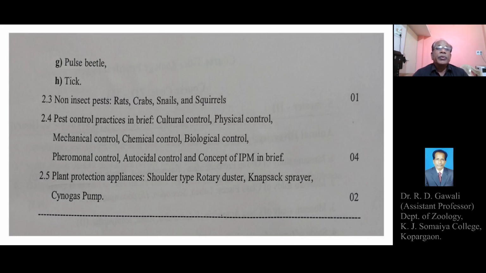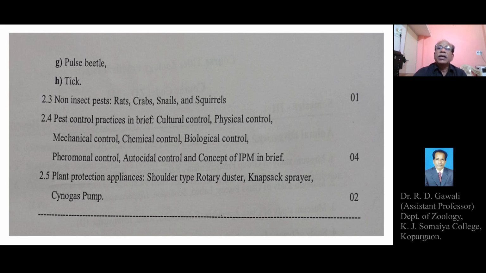Then another stored grain pest is the pulse beetle. So rice weevil and pulse beetle, these are the stored grain pests attacking the stored grains in the storage houses or warehouses and causing much of the damage or loss of the stored grains, food grains and cereal grains. And the last is tick, which is not an insect, which is an arachnid belonging to order Acarina, ticks and mites.